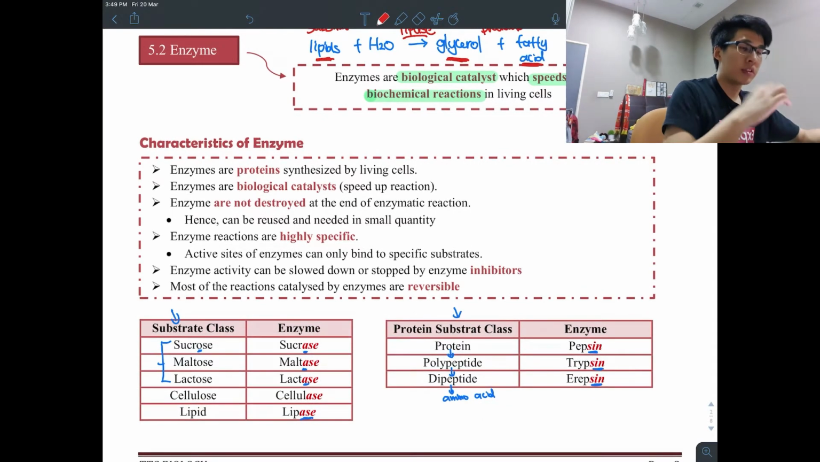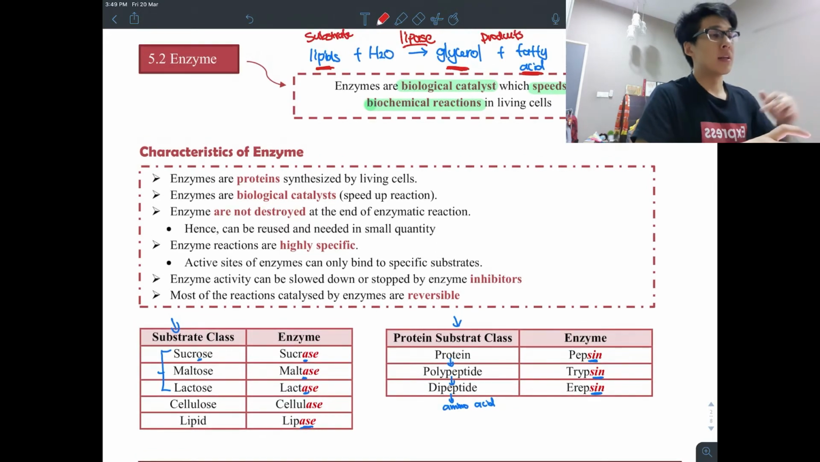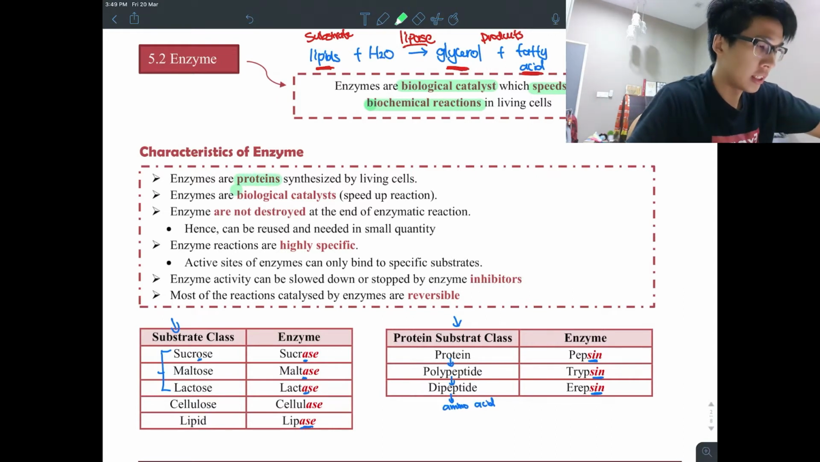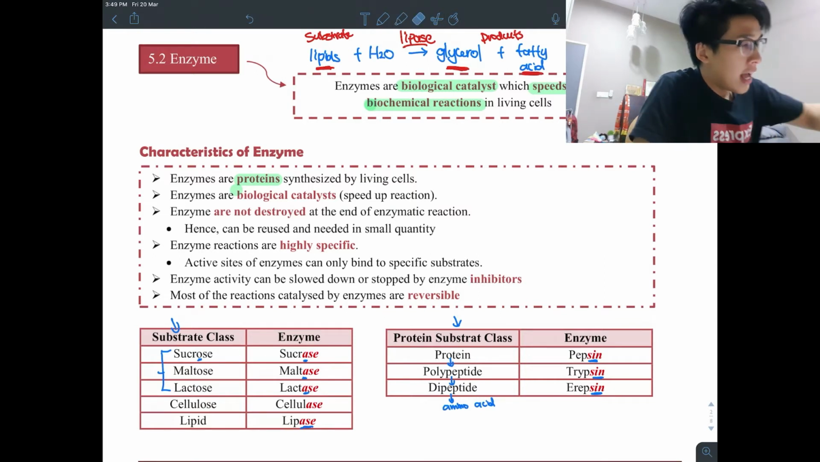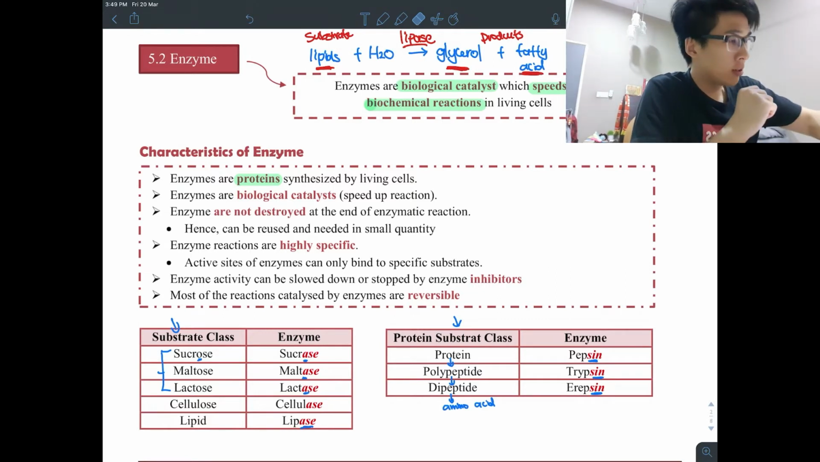The first topic of enzymes is the characteristics. Now there are 6 of them. The first 2 are quite simple, very straightforward. Number 1, enzymes are all proteins. Remember, just like we learned in chapter 4 and chapter 2, enzymes are made of protein. So that's one of the most basic characteristics. Next, enzymes are biological catalysts, as we just mentioned. They speed up reactions.